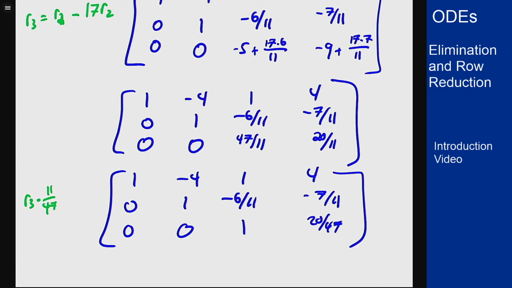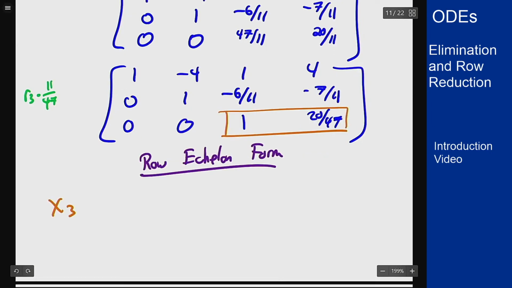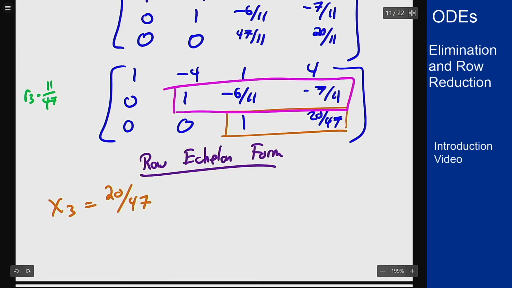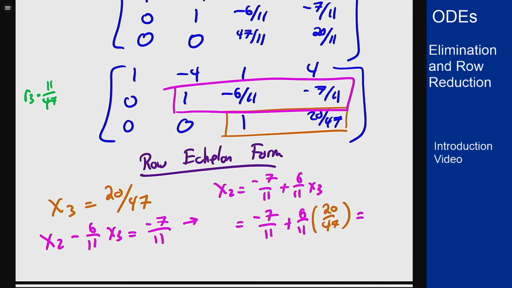And now from here, since we are now in row echelon form, I can find the solution. If I read off this last equation, this tells me that x3 equals 20 over 47. The second equation tells me that x2 minus 6 over 11 x3 equals negative 7 over 11, or that x2 equals negative 7 over 11 plus 6 over 11 times x3, but I know x3 already, so I can plug that in, which comes out to a minus 209 over 517, which simplifies to a 19 out of 47.